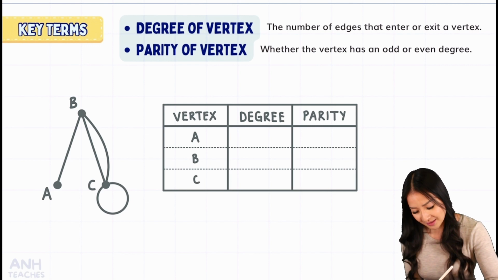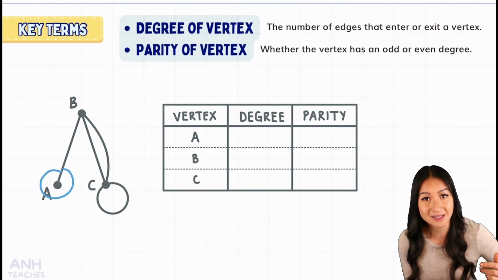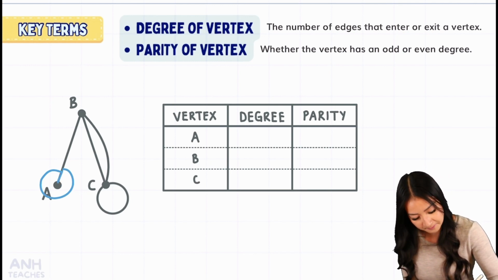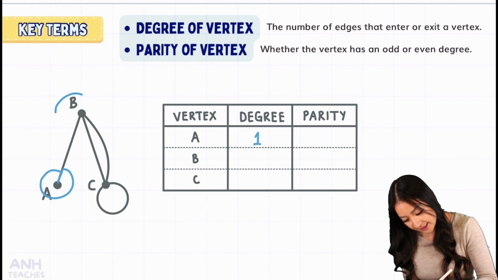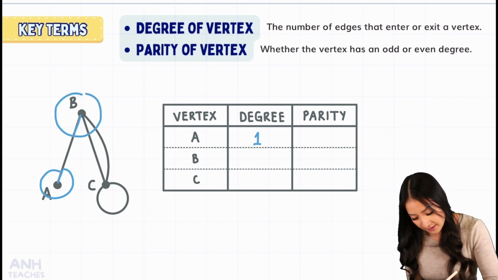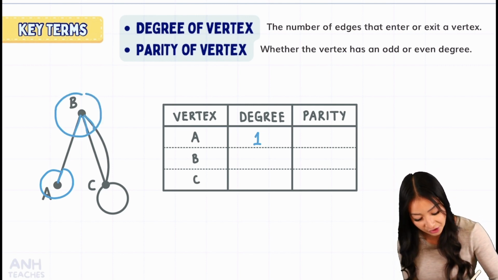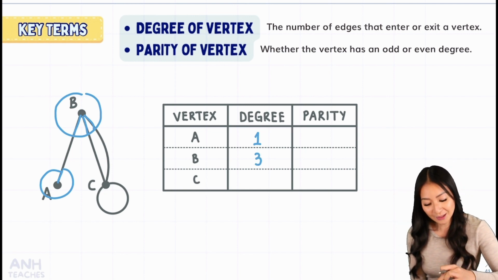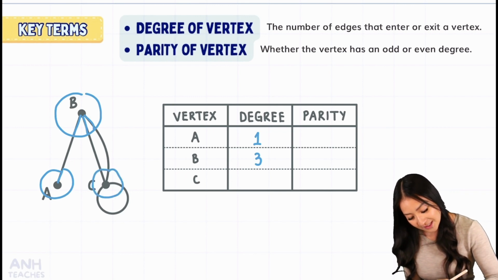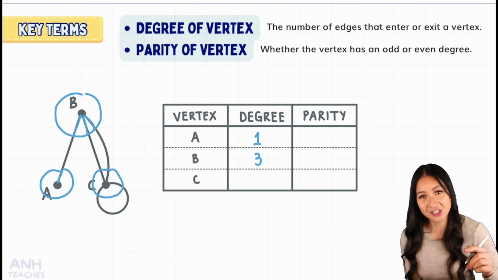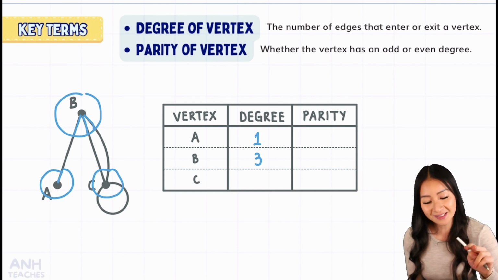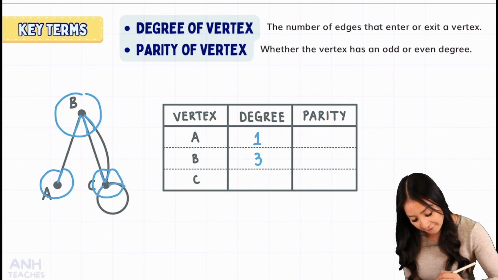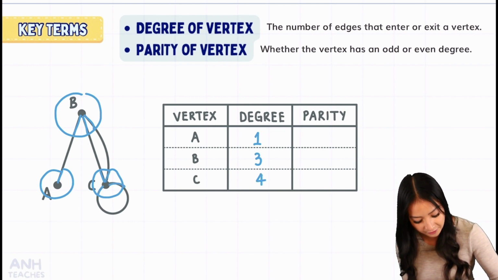So what I like to do is just to circle the vertex and then count up the number of edges. So vertex A here has a degree of 1. Next, for vertex B, there are 1, 2, 3 edges, and so it has a degree of 3. And vertex C here has a loop, and you can tell once you circle the vertex that a loop actually counts as 2 edges when we're considering the degree. So 1, 2, 3, 4. Vertex C has a degree of 4.